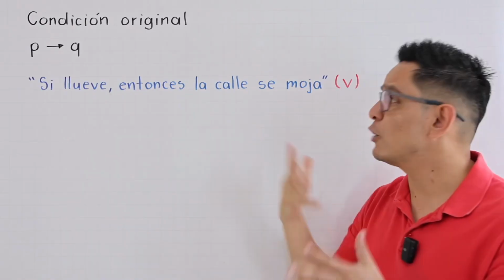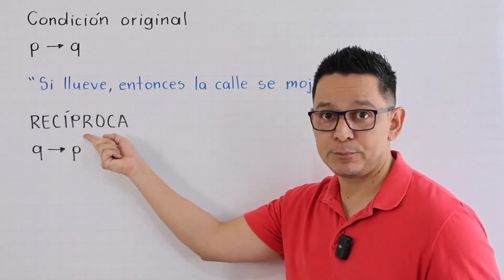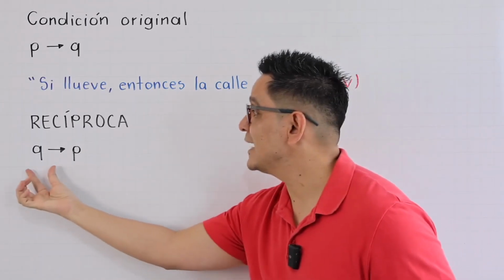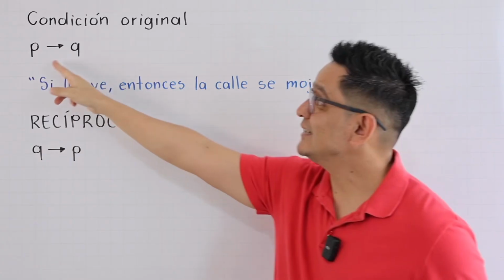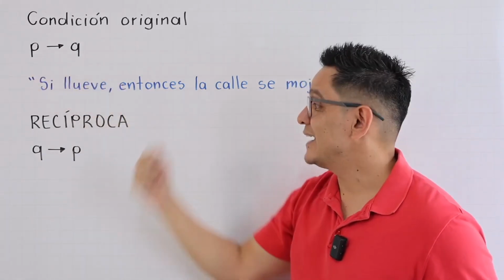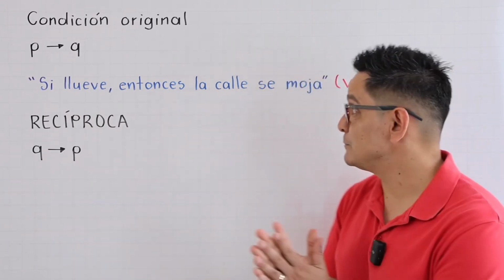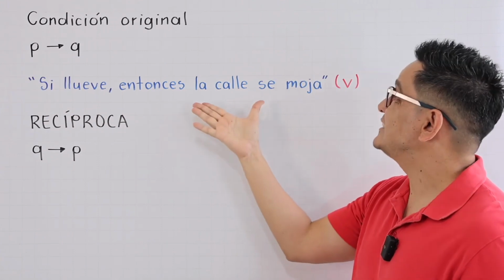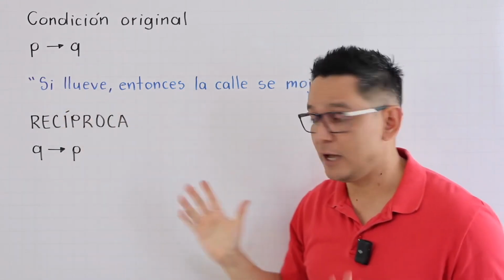Well, now let's play with it a little. The first variant we're going to look at is the converse. As you can see, we're basically switching the order of the antecedent and the consequent. Here, in the original condition, we had if P, then Q. And here we have if Q, then P. For this specific case, it would be, if the street gets wet, then it rains. Right. Let's write it down.